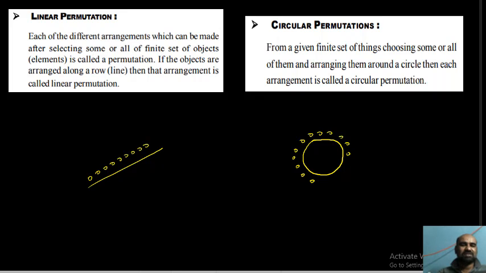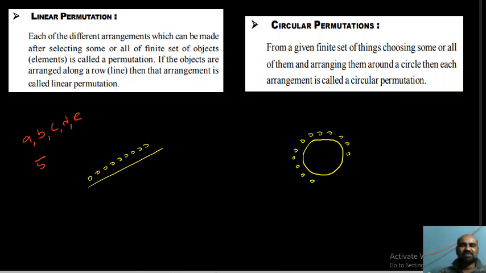For example, students, listen: A, B, C, D, E are 5 different objects. From these objects you want to choose some or all. So in permutation two things are involved: combination and permutation both. First you need to select some things, some or all. You can select 1, or 2, or 3, or 4, or 5. For example, I want to select 2. After selecting those 2, you arrange those 2 in a row. That is called permutation.